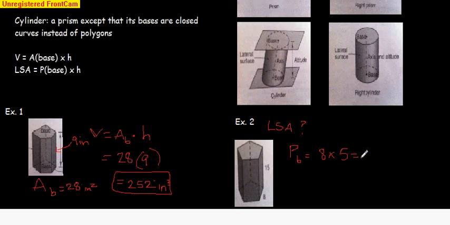This one is in meters. The perimeter of the base is going to be 40 meters, not squared, because we are just adding the meters together. And the formula says the lateral surface area equals the perimeter of the base, which would be 40, times the height, which is 15. So we're going to have meters times meters. The lateral surface area is going to be 600 meters squared.